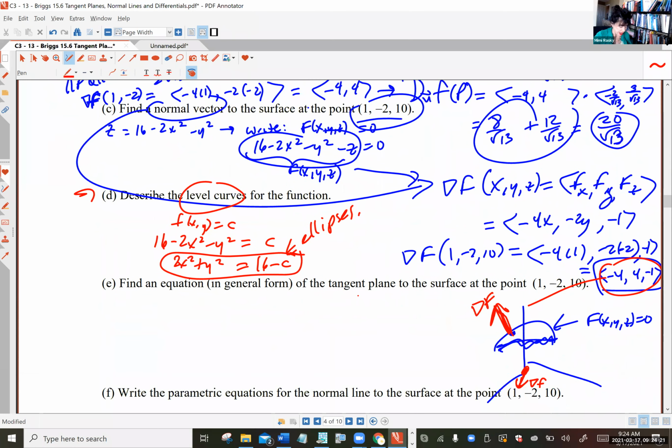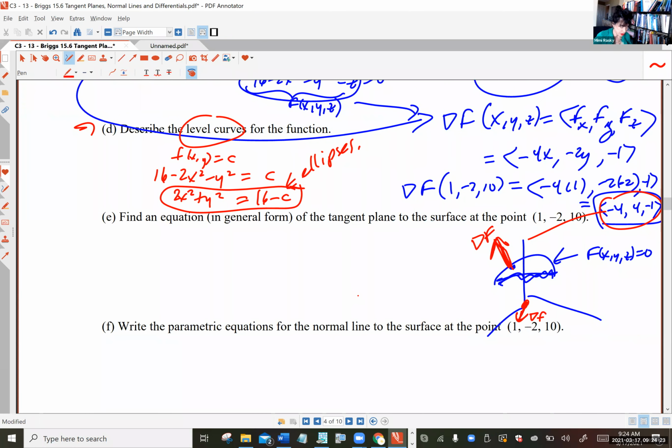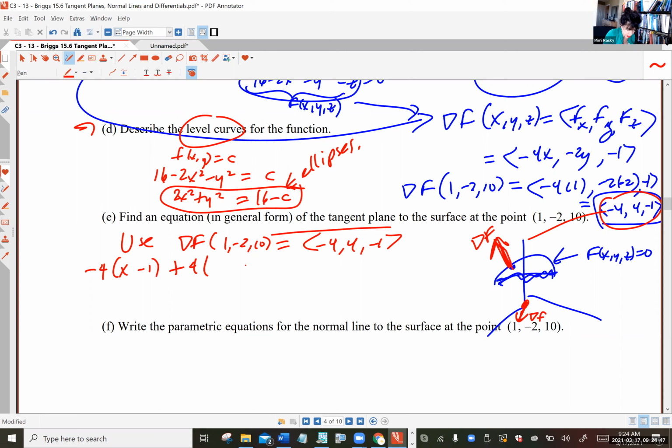Okay, fine. Now let's finish this out. What's the equation for the tangent plane? Well, you're going to use this normal vector that we just found for the normal vector to the plane. So setting up the standard equation, because I always do that first, I'll have negative 4 times (x minus 1) plus 4 times (y minus negative 2), but that's y plus 2, plus negative 1 times the quantity z minus 10. That equals 0. That's the standard equation.